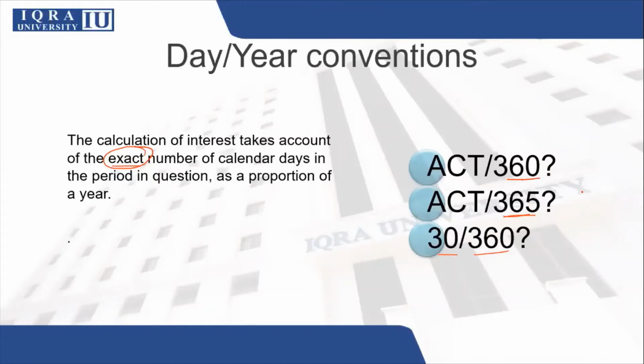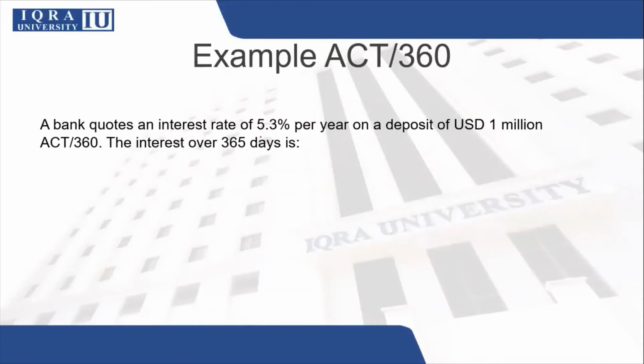Let's look at an example. A bank quotes an interest rate of 5.3%. So this is your rate on a deposit of USD 1 million. This is the present value, and at 360. So this 5.3% is the interest rate for 360 days. But in a year, you actually have 365 days. So if you want to know what is the interest that you will get over 365 days, you're going to use the same interest formula that we had discussed.